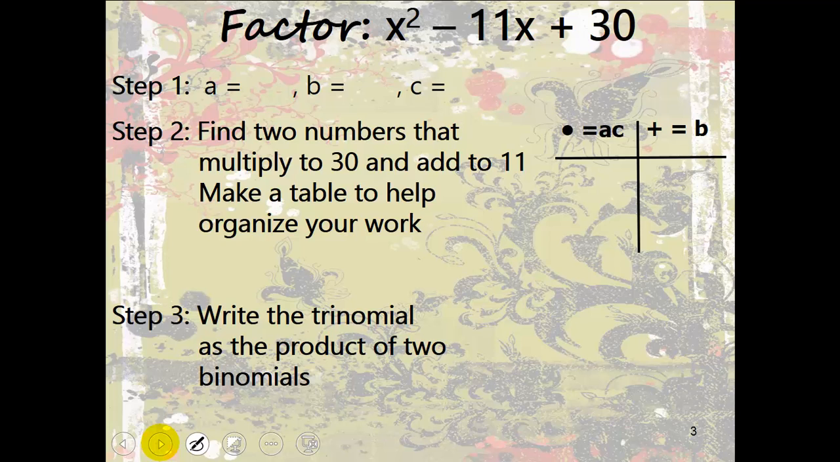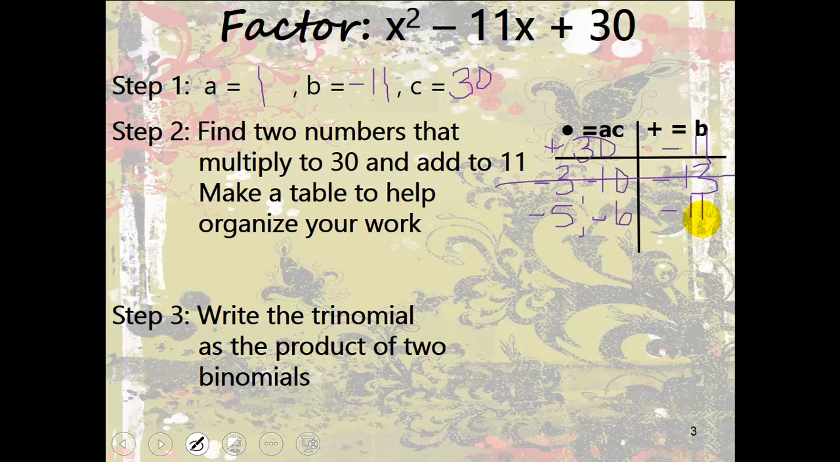All right, a is 1, b is negative 11, c is 30. We're looking for two numbers that multiply together to give positive 30 and add together to give negative 11. So in order for the product to be positive and the sum to be negative, they both have to be negative. So we could have negative 3 and negative 10. That would multiply to get 30, but it would add to negative 13, so that doesn't work. Negative 5 and negative 6, that adds together to give negative 11.